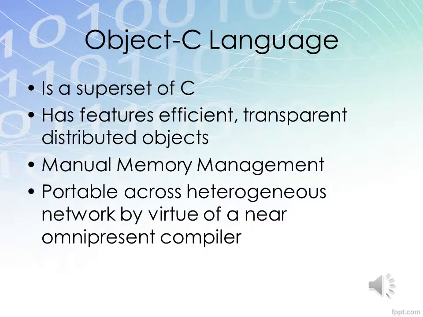Objective-C is a superset of C. It features efficient and transparent distributed objects. The environment uses manual memory management. Objective-C is portable across heterogeneous networks by virtue of a near omnipresent compiler.